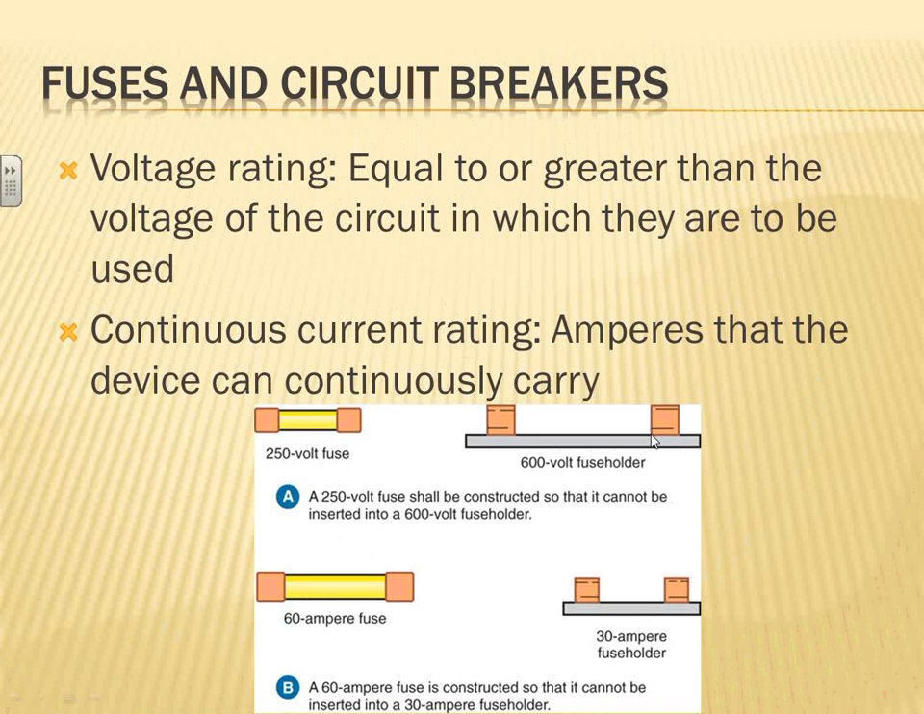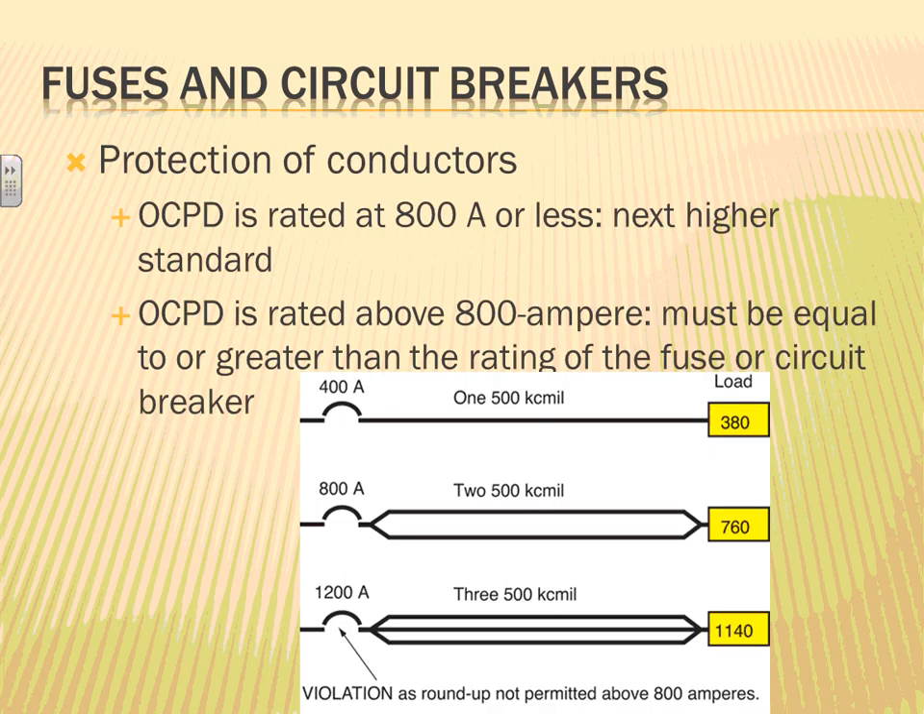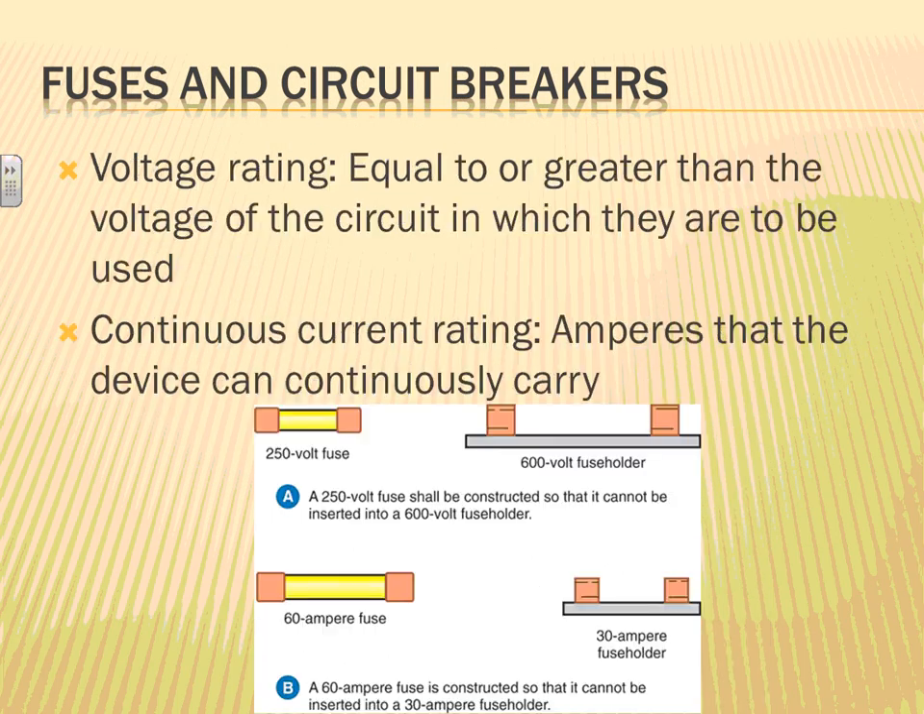Any comments about the voltage limitation and current limitation on overcurrent devices? The same thing applies for circuit breakers: voltage limitation and current limitation. Long story short, you cannot put a circuit breaker that's rated for 240 volts on a system that's 480, or a circuit breaker that's rated for 20 amps on a circuit that's a 15 amp circuit. Okay, any comments, guys? Any questions?